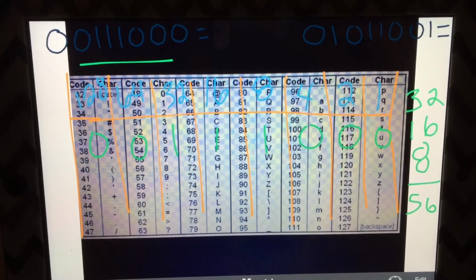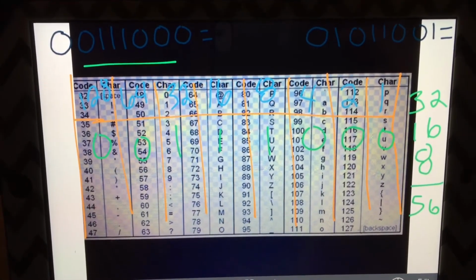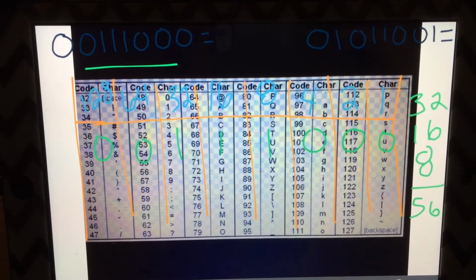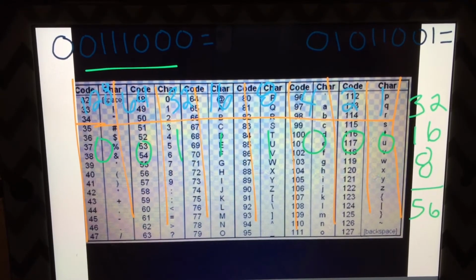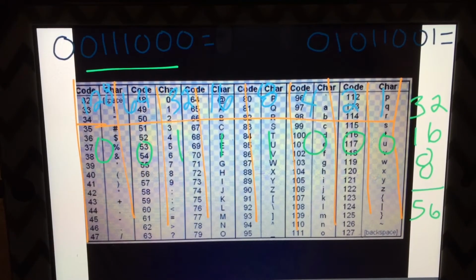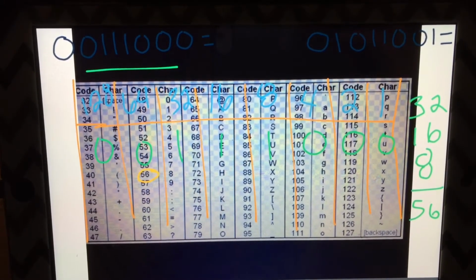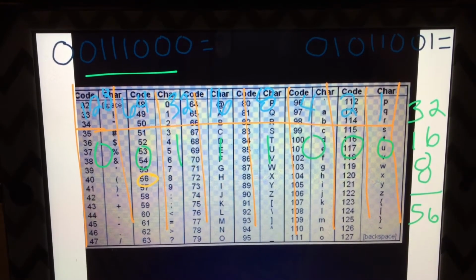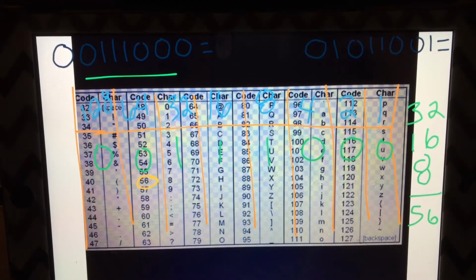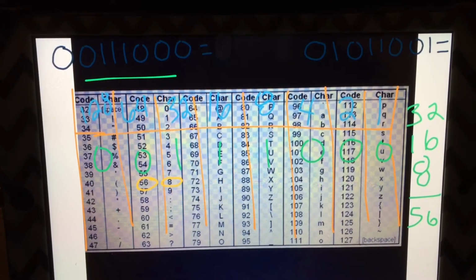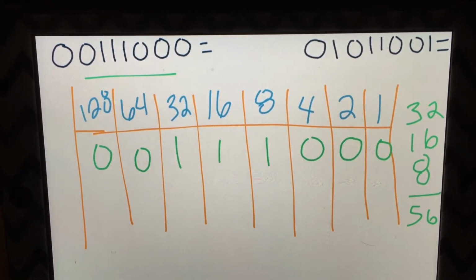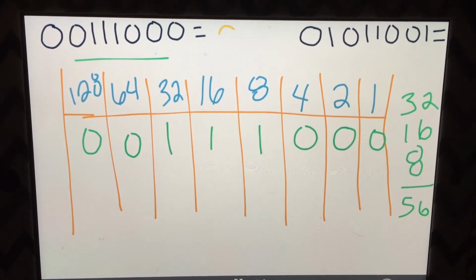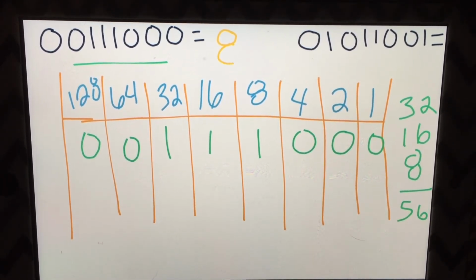Now, take a look at the ASCII sheet. Go find the decimal 56. If you look, it's right here. The character for 56 is then the letter 8. So this code on the left represents the number 8.